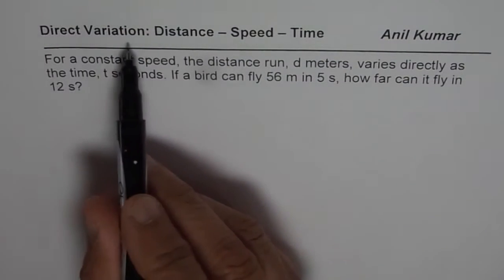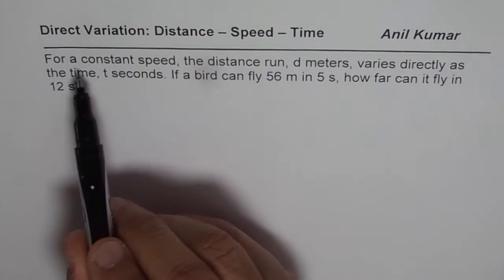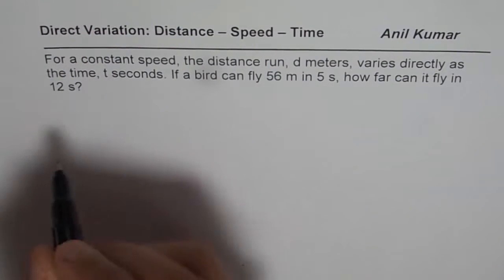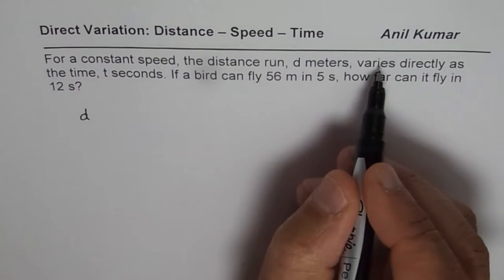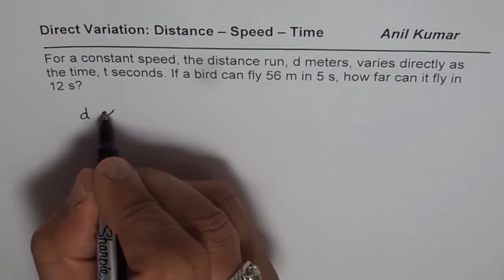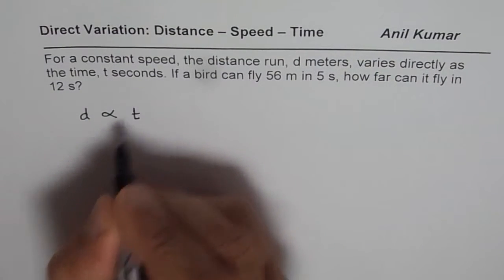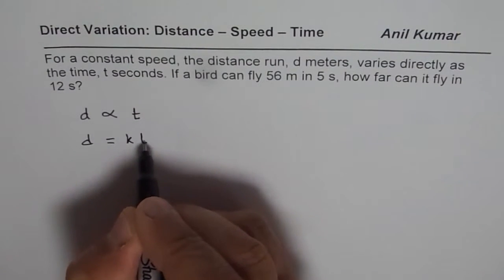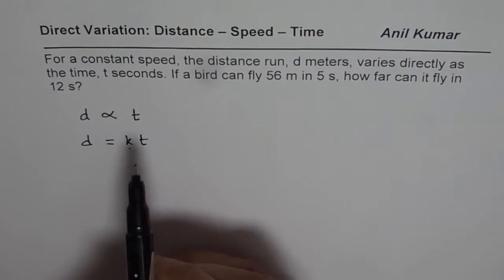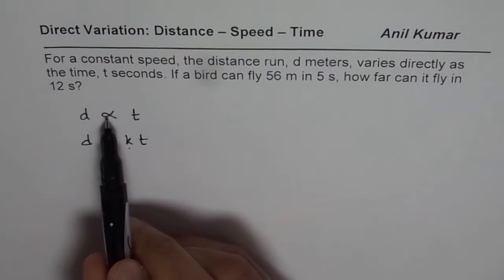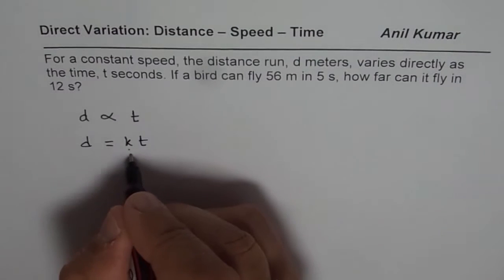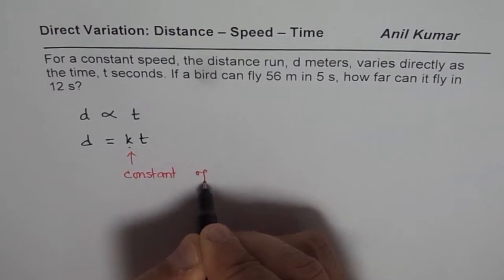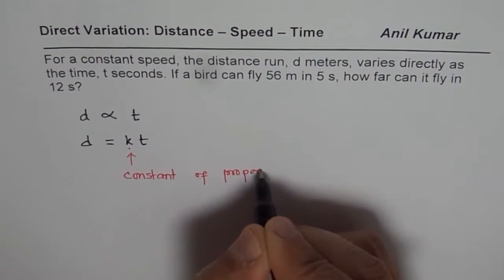Now, it's an application of direct variation since we are given that for a constant speed, distance d varies directly as time, which means distance is proportional to time. Whenever something is proportional, it is equal to some constant times time. So this constant is the constant of proportionality, right?